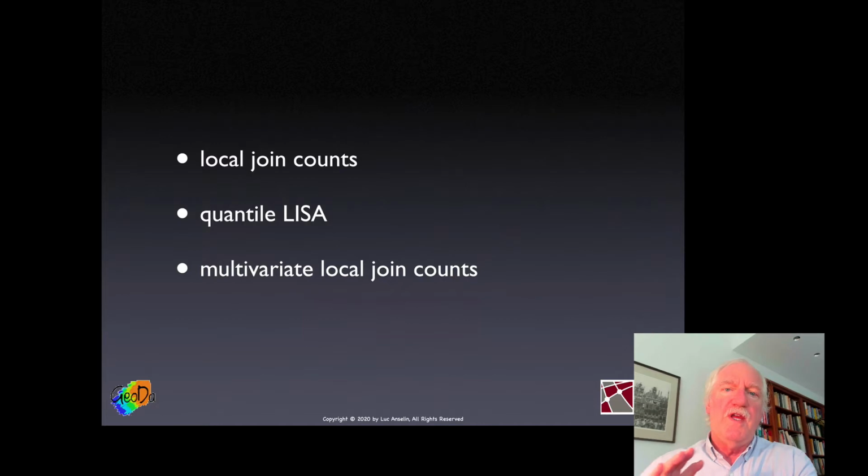And so the movement from the global statistic to a local statistic leads to a local join count statistic. And then I'll talk about a variant where we actually start with a continuously distributed variable, but convert it to a discrete one by means of what I call a Quantile LISA statistic. And then finally, I discuss some multivariate extensions of the local join count statistic.